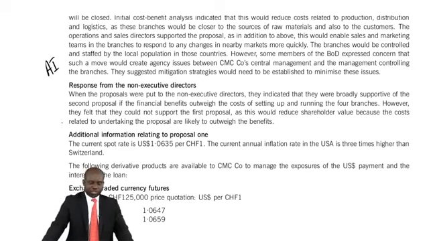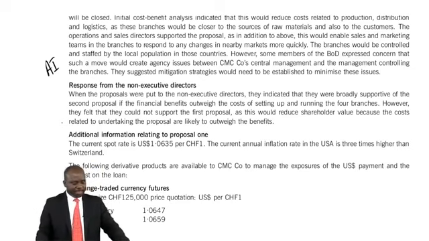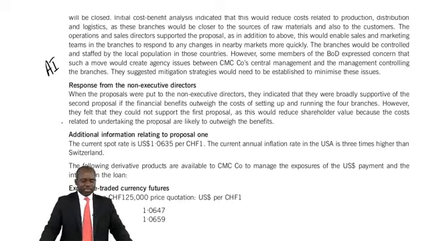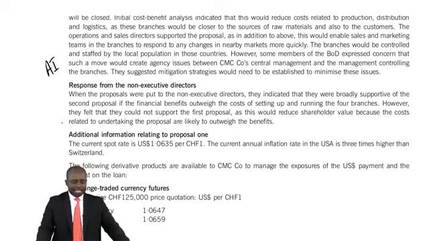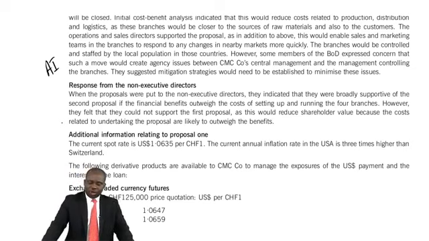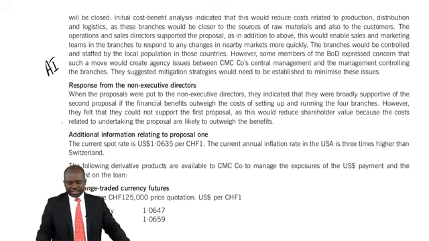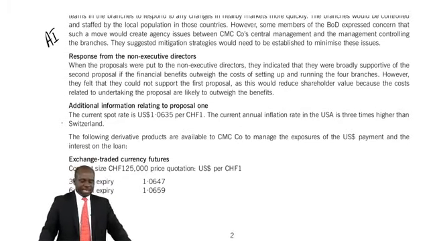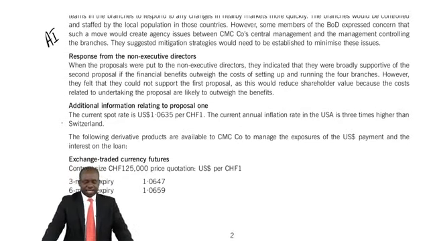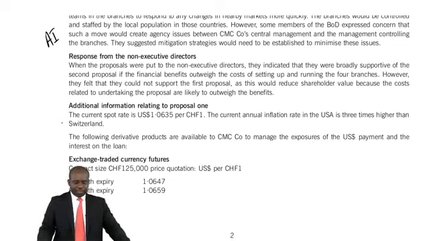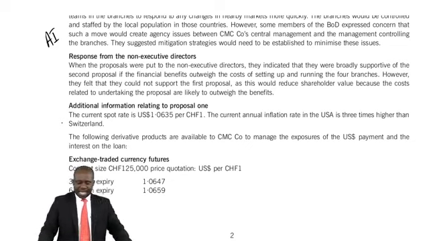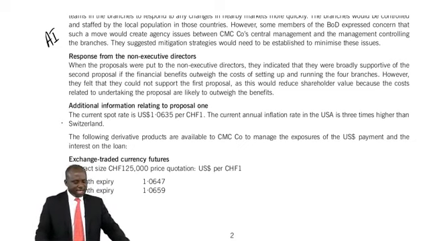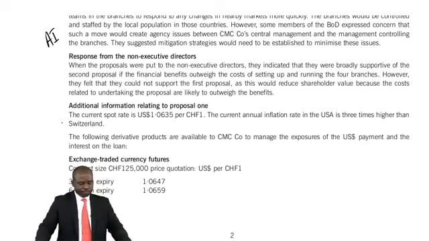Additional information relating to proposal 1. The current spot rate is $1.0635 per CHF. The current annual inflation rate in the USA is 3 times higher than Switzerland. The following derivative products are available to CMC Co. to manage the exposures of the US dollar payment and the interest on the loan.